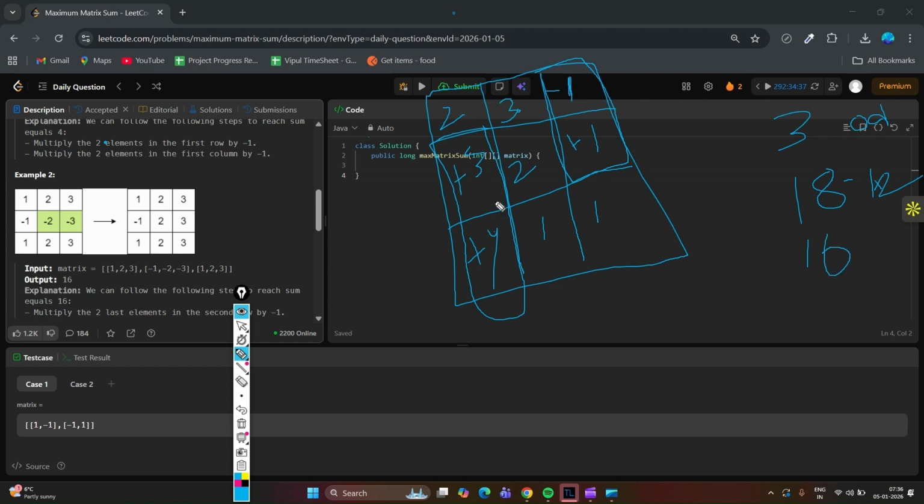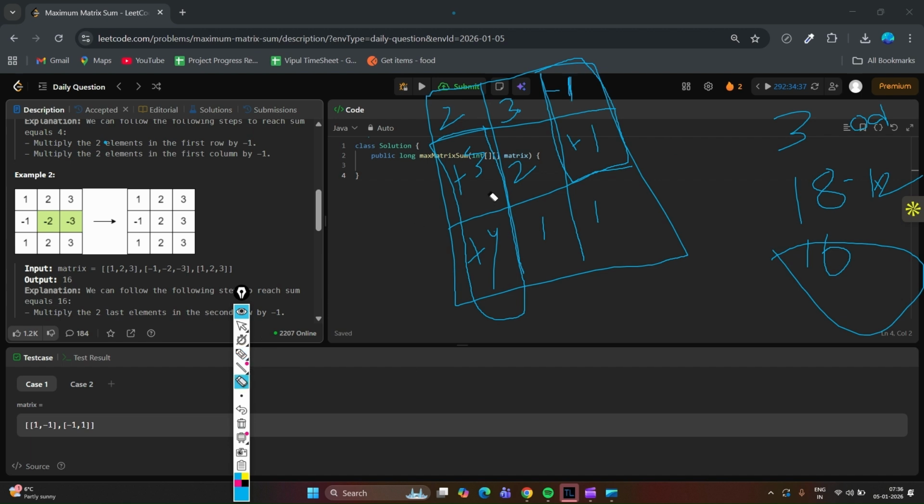Let's see, is this true or not? 3 plus 5 is 8, 8 plus 2 is 10, 11, 12, 13, 14, 15, 16, 17, and 17 minus 1 is 16. So 16 is our answer. Understood? If you go through all the sum, then it becomes 16. So this is our approach. So let's go with the code.